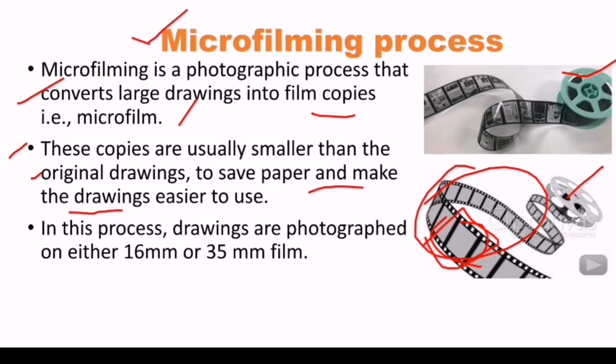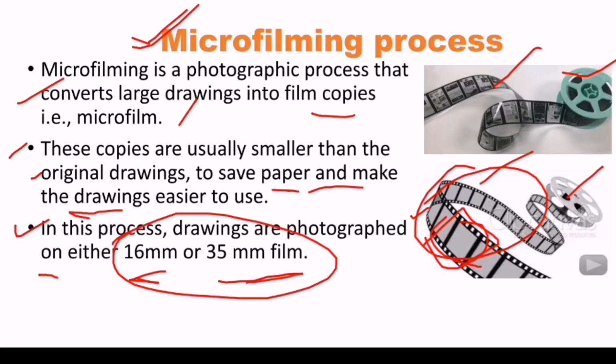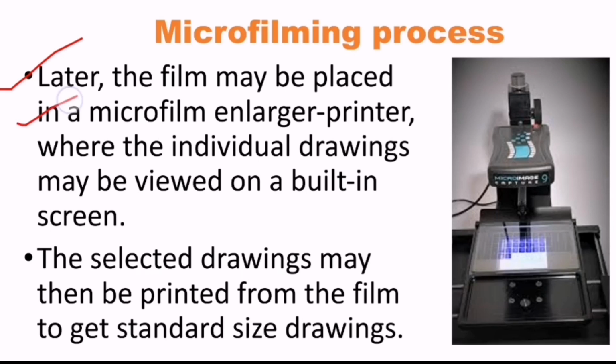Why are we using this microfilming process? It is to save paper and to make the drawings very easy to use. In this process, drawings are photographed on either 16 mm or 35 mm film. These films come in different sizes. Later, the film may be placed in a microfilm enlarger printer, where the individual drawings may be viewed on a built-in screen. After printing onto that film, whenever we require the figure on a sheet, we keep it in this microfilm enlarger printer.